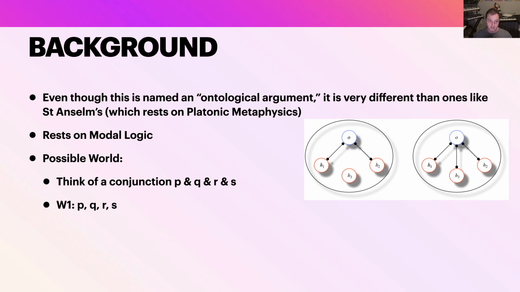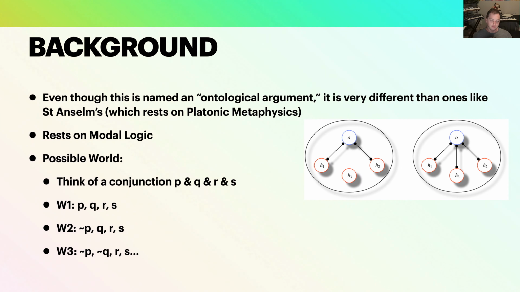So maybe one world is where P, Q, R, and S are all true. Then another world is where Q, R, and S are true, but P is not true. Another world is where P and Q are not true, but R and S are true. And you can think of these different combinations.